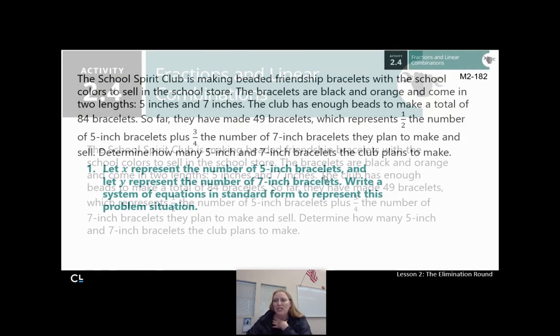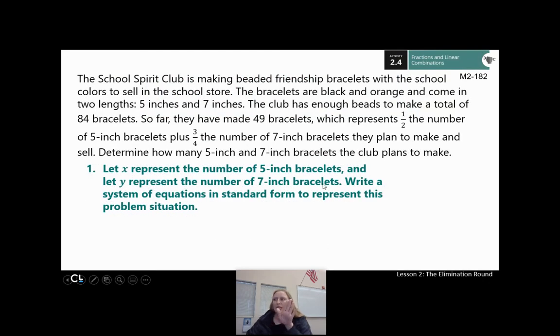Is your head spinning? Do you feel like there were a lot of numbers there? So let's do this. Instead of 5-inch bracelets, can we just call those X? And instead of 7-inch bracelets, can we just call those Y? So that at least removes some of the numbers. Maybe it'll make it a little easier to put this together in a system of equations.